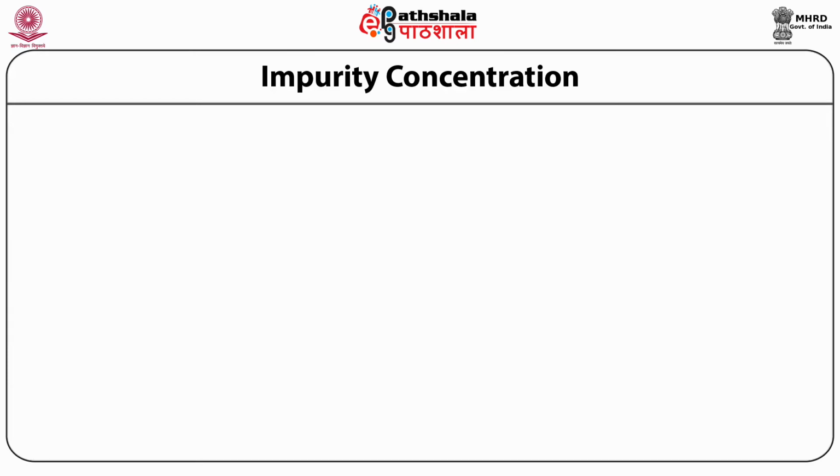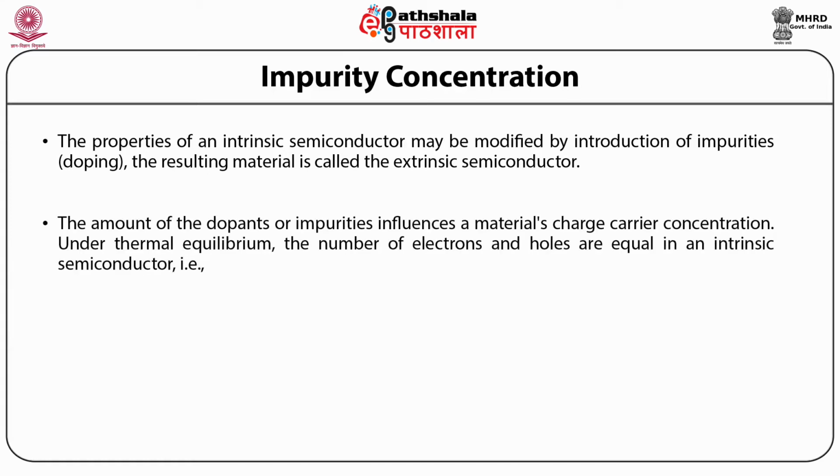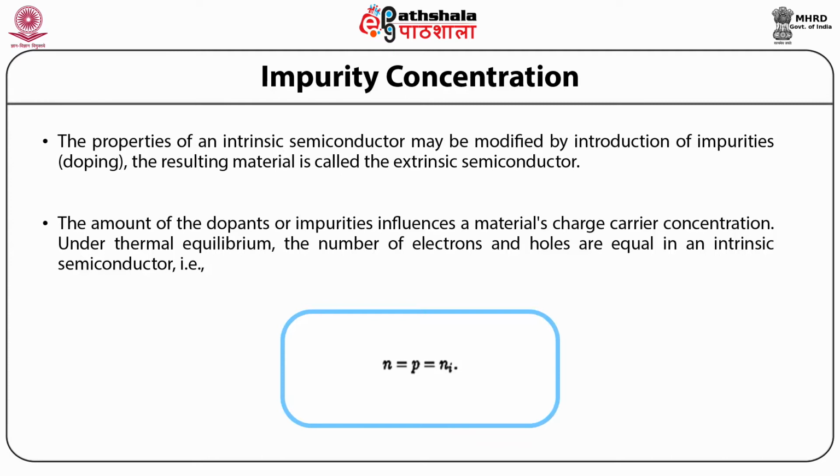Impurity concentration. The properties of an intrinsic semiconductor may be modified by introducing impurities, that is doping. The resulting material is called an extrinsic semiconductor. The amount of the dopants or impurities influences a material's charge carrying concentration. Under thermal equilibrium, the numbers of electrons and holes are equal in any intrinsic semiconductor. That is, n equals p equals ni.